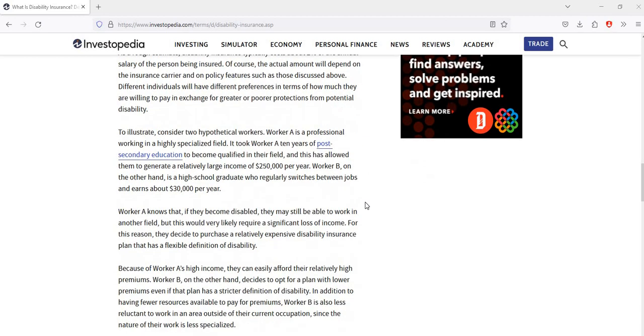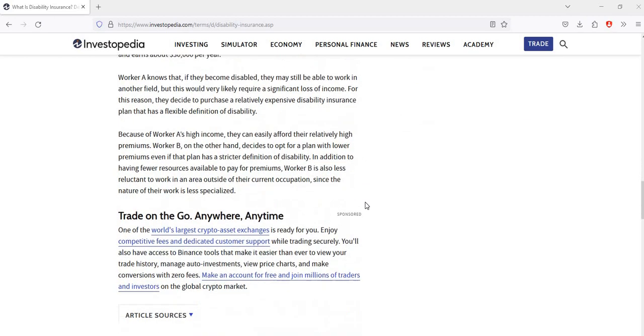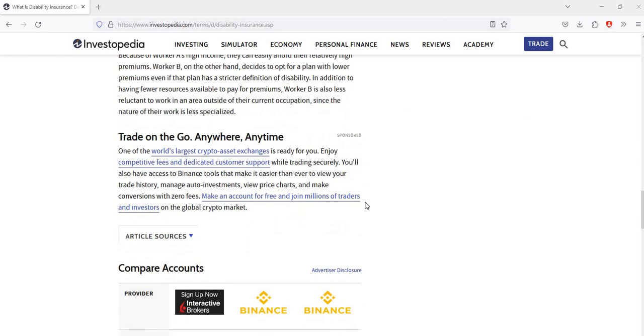To illustrate, consider two hypothetical workers. Worker A is a professional working in a highly specialized field. It took Worker A 10 years of secondary education to become qualified in their field, and this allows them to generate a relatively large income of $25,000 per year. Worker B, on the other hand, is a high school graduate who regularly switches between jobs and earns about $30,000 per year.